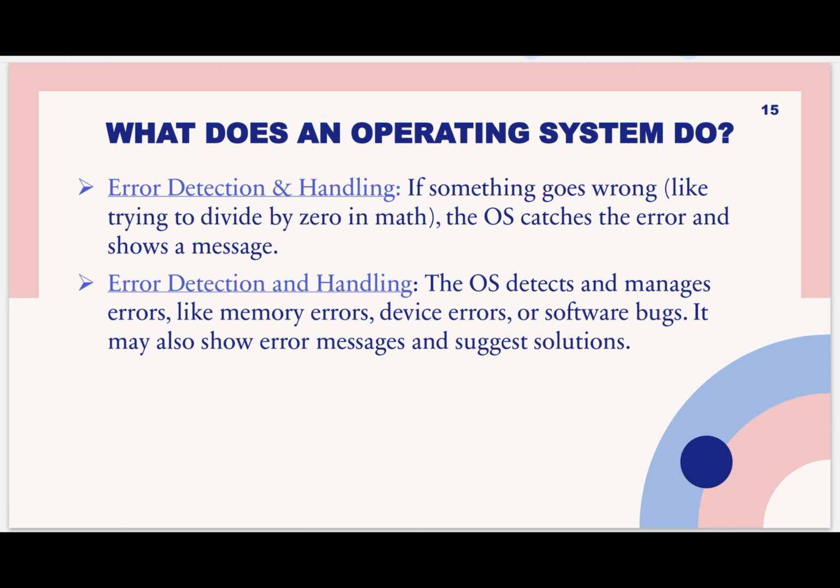Then next, error detection and handling. We will see it in depth. If something goes wrong, like trying to divide by 0 in math, right? We can't divide anything by 0. The operating system catches the error and shows a message. The operating system detects and manages errors like memory error, device error, software bug. It may also show error messages or suggest solutions, right?